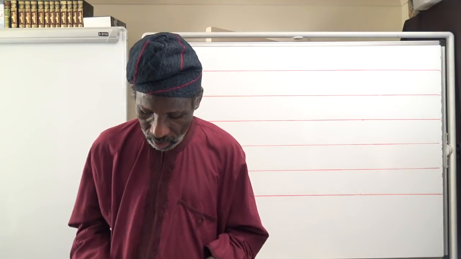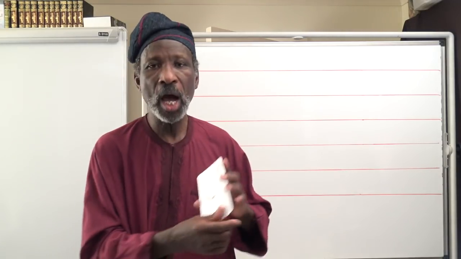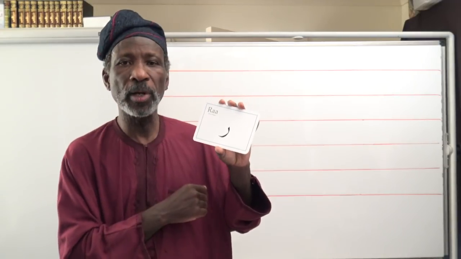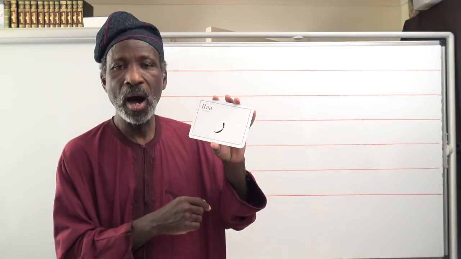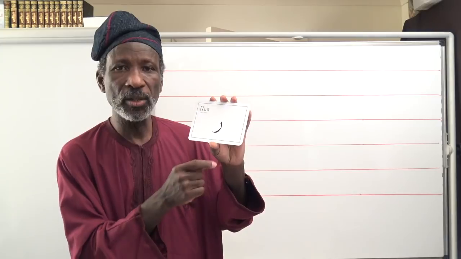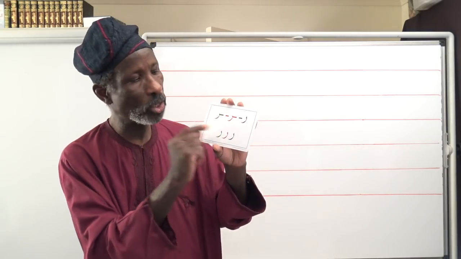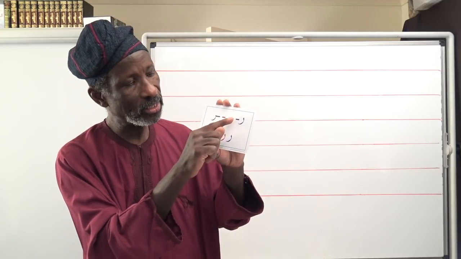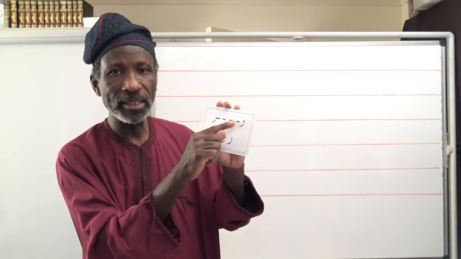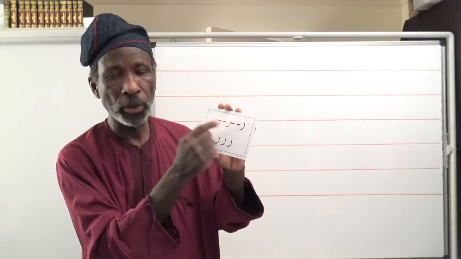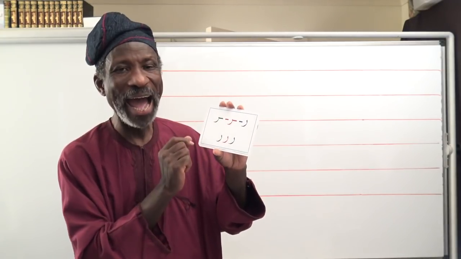Now we have ra. This one is simple to pronounce, like R, ra. Ra is another naughty letter which cannot be extended forward. In the joining format, you cannot join it forward, unless a letter that can join is coming from here, it can hook to it. So ra, ra, and ra.